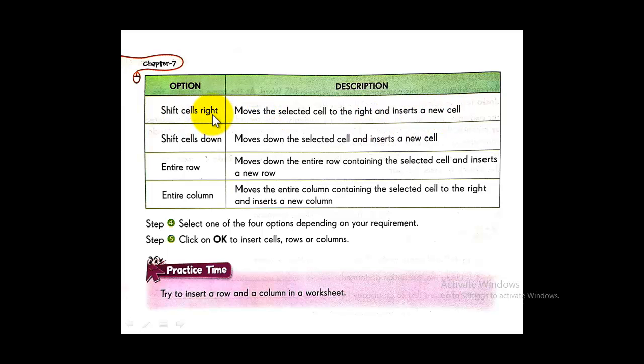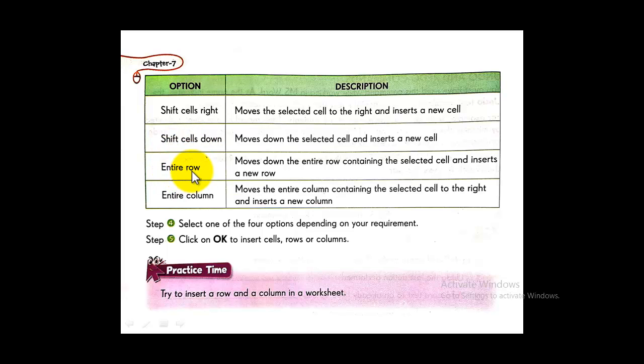Shift cells right means whatever cell you have selected will be shifted to the right and insert a new cell. Okay, move the selected cell to the right and inserts a new cell. Shift cells down moves the selected cells down. The cells you have selected will move down and insert a new cell. This is what this shift cells down means.